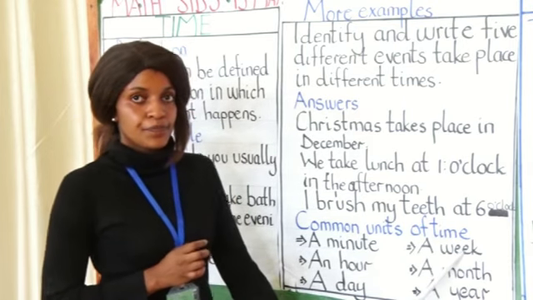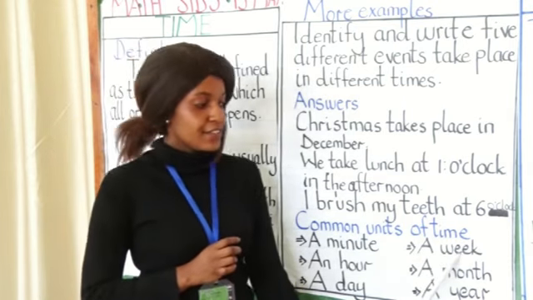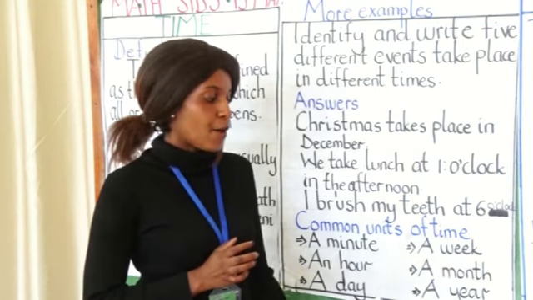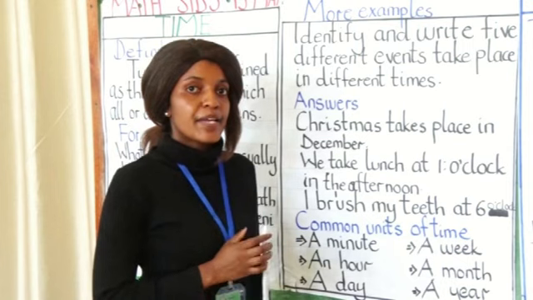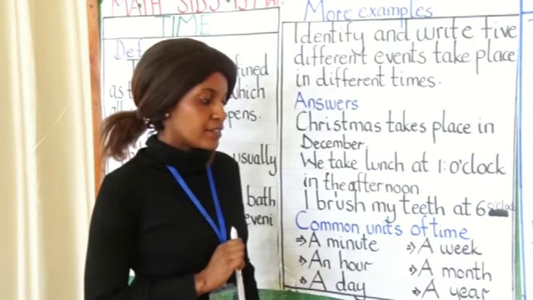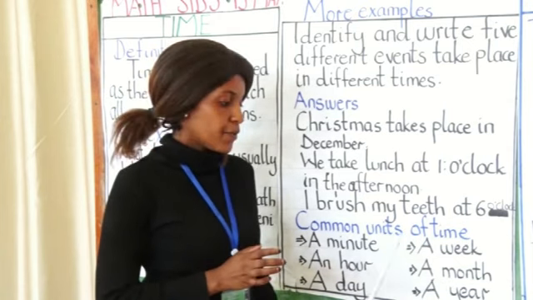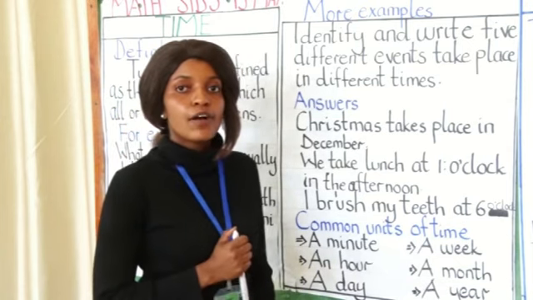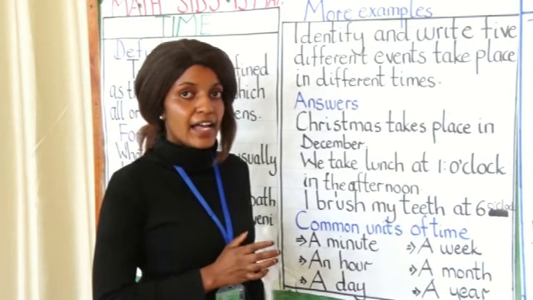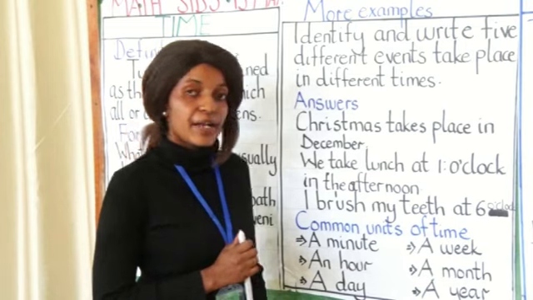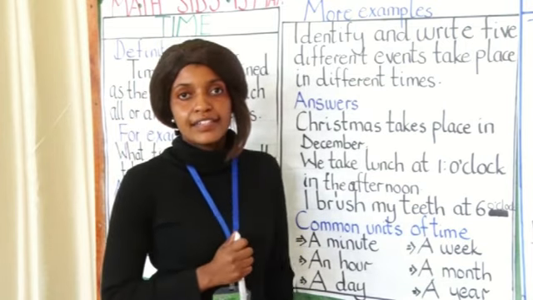Also, a week. It takes 7 days to make a week, while 1 day is made by 24 hours. Likewise, coming to month and year, within a year we have 12 months. Those are units of time: a minute, hour, day, week, month, and a year.